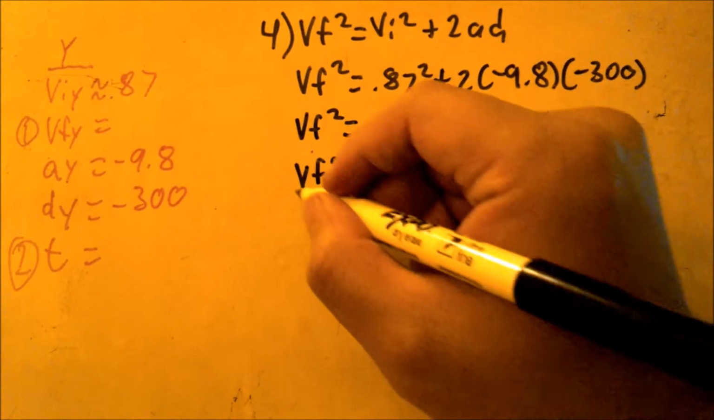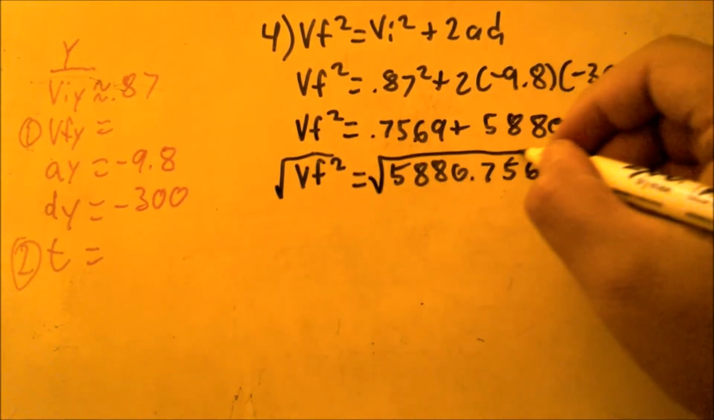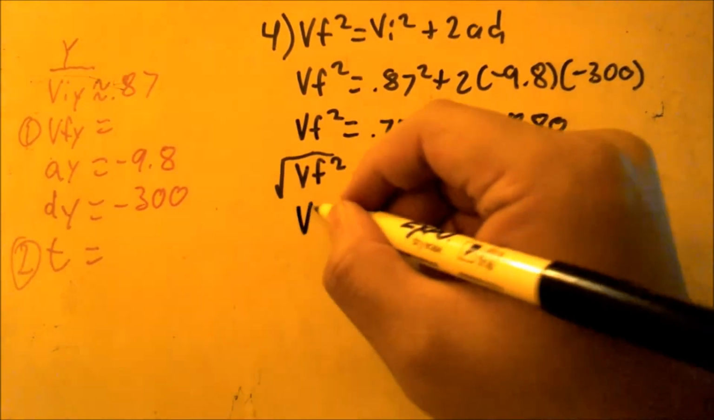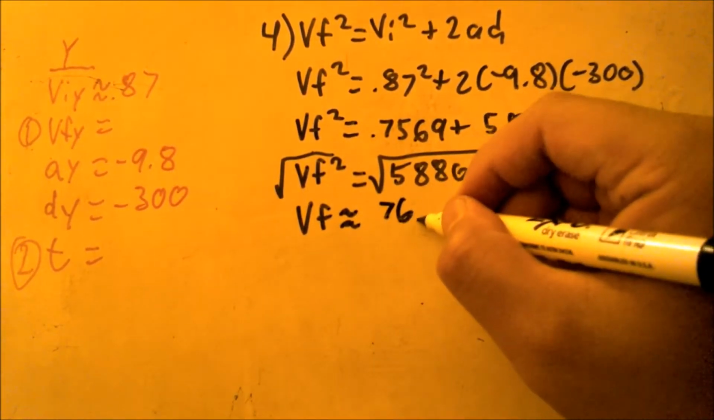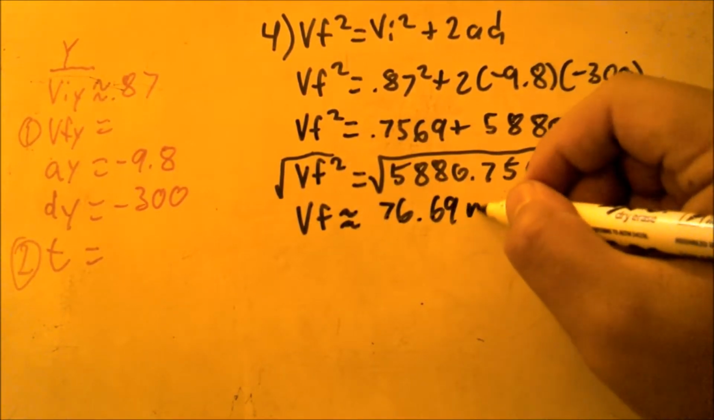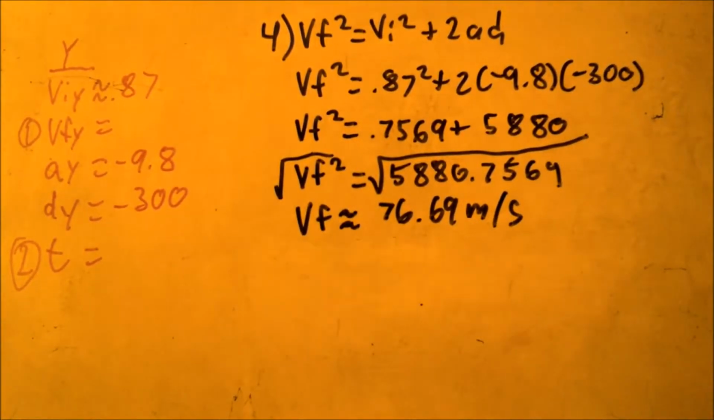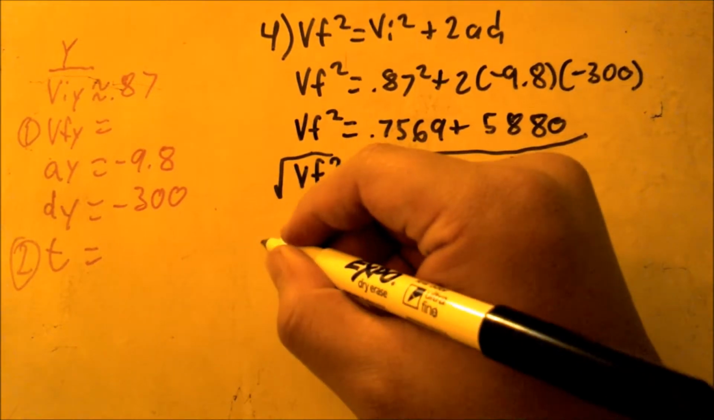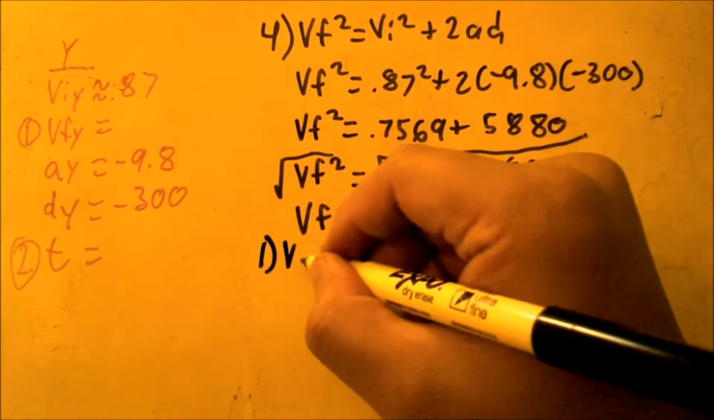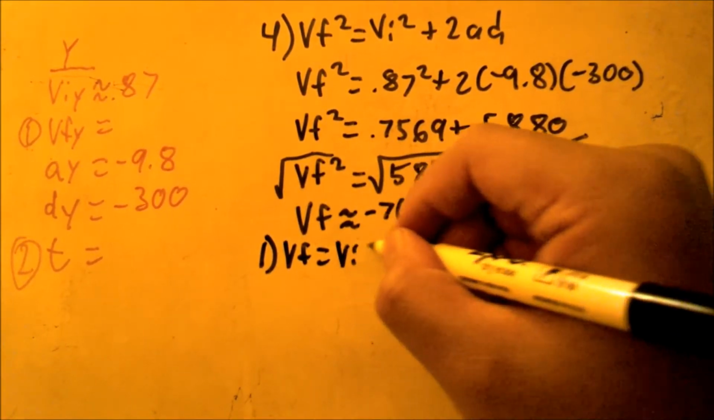Square root that, and then we get Vf is equal to, or about rather, 76.69 meters per second. So now that we got velocity final, we'll plug that into the first equation. Oh yeah, velocity final has to be negative since it's going down.